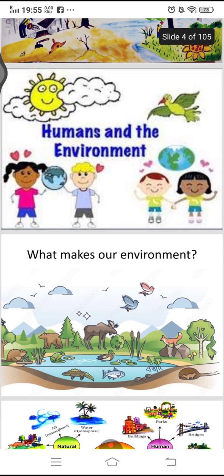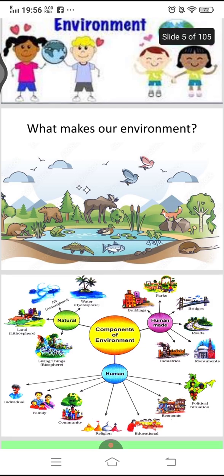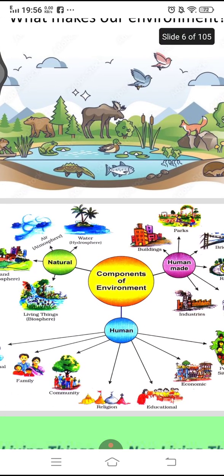What makes our environment? Look at this picture. Here are the living as well as non-living things. Non-living things are like the soil, water, sun, mountains, and living things are plants, animals, sea animals or water animals, and human beings. Look at it. Here we can study the components of the environment.